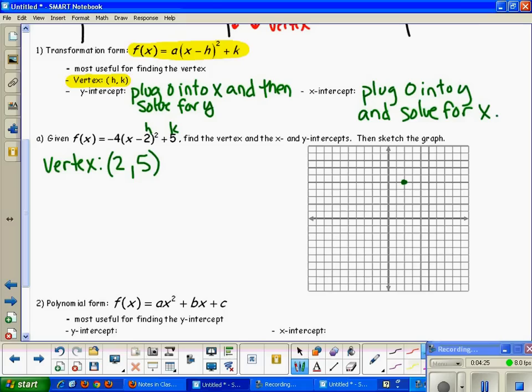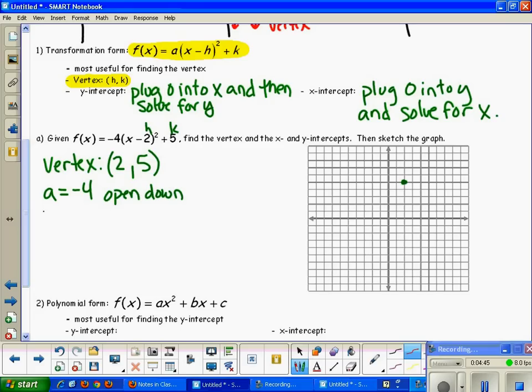So now that I have my vertex on my graph, I always like to look at my a value. My a value in this case is -4, and that tells me how my graph is going to be opening. So since my a value is negative, I know my graph is going to open down. And then the next thing I want to do is find my x and my y-intercept.